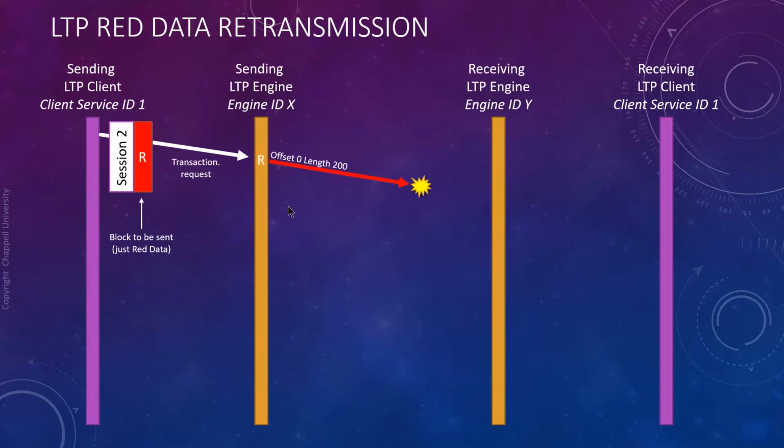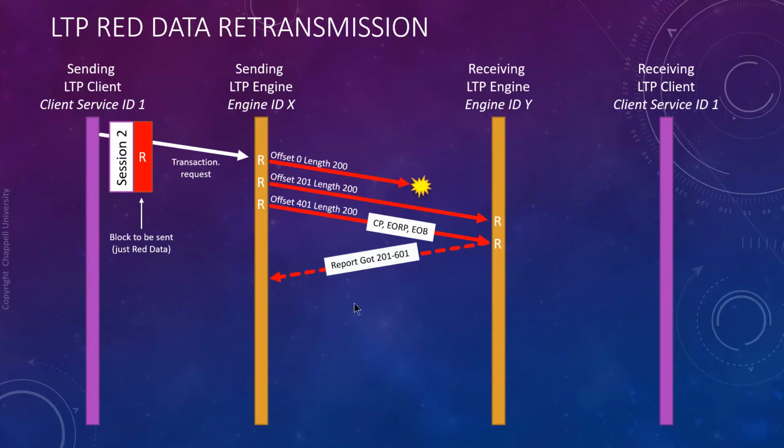And let's say the first packet goes missing. Offset 0, length 200, that packet goes missing. Then the next packet is offset 201 with length 200. The next one is offset 401 with length 200. This is the end of the block. It's marked end of block. It's the end of the red part, and it's also a checkpoint, so it's asking for the report.